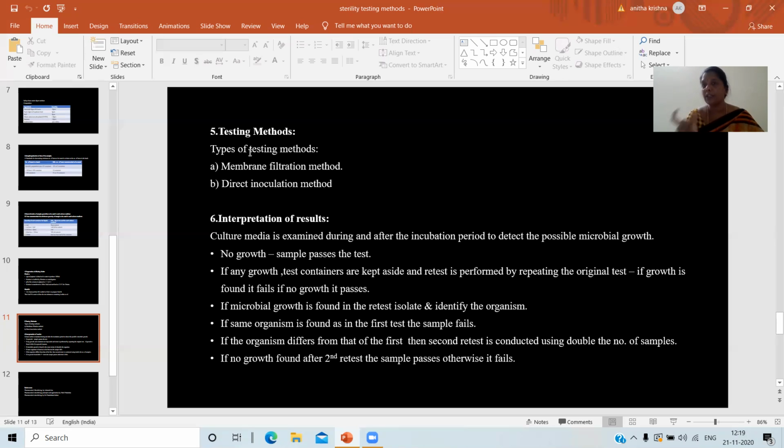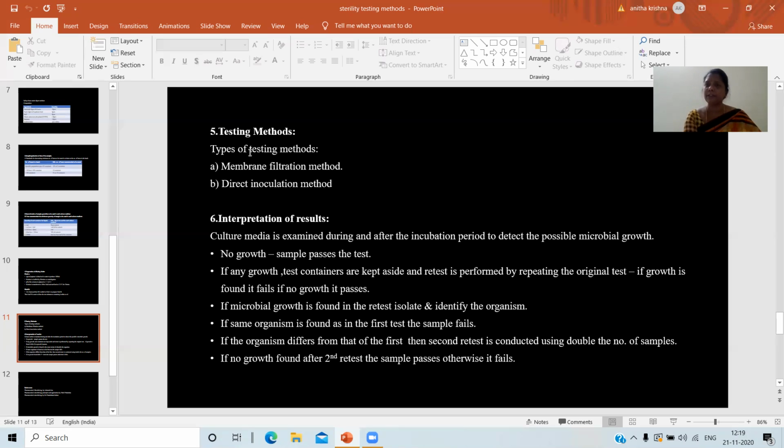Now, you need to go for certain modifications if the formulations are not in proper form to pass through the membrane filter. For example, if there are oils or oily substances, and the viscosity of the oil is not very high or is low, you can directly pour the oil through the membrane.